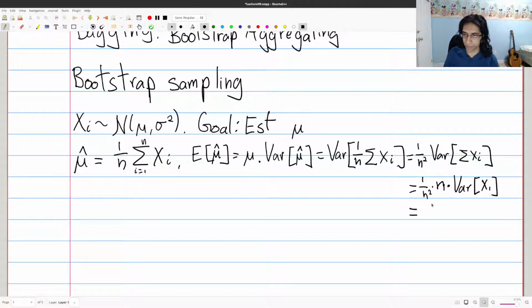And then just combining this, we have 1 over n, and the variance of x1 is going to be sigma squared times sigma squared is equal to, I guess, sigma squared over n. So we can see that somehow by averaging these data points, we got a variance of our estimator to be sigma squared over n.